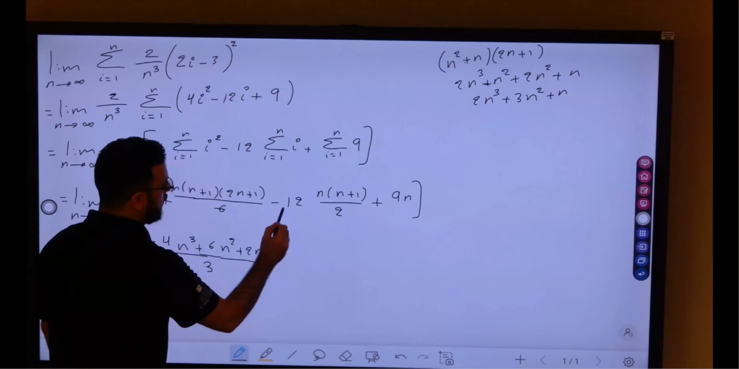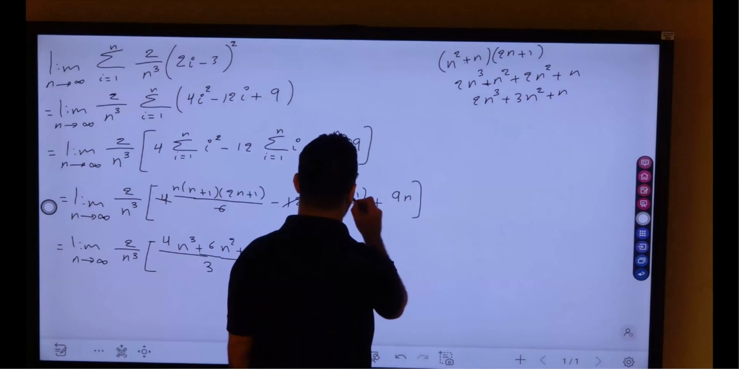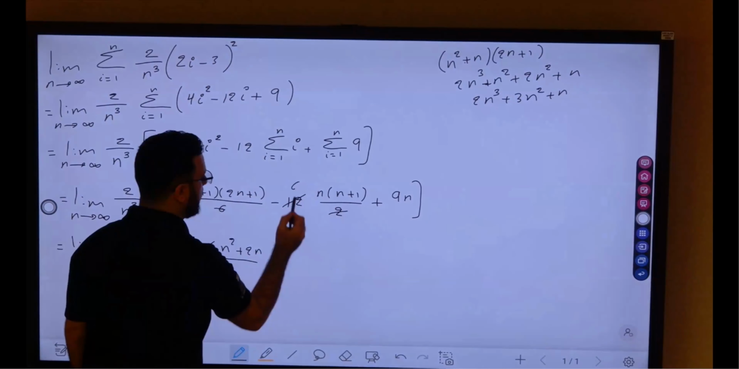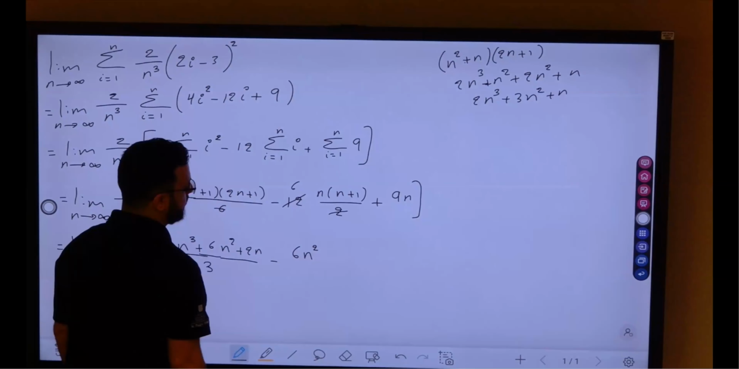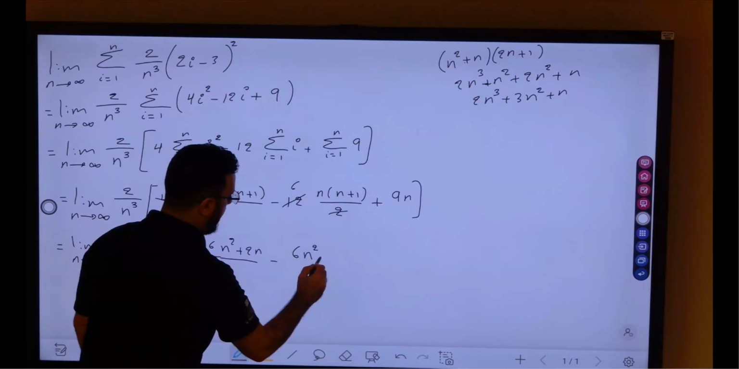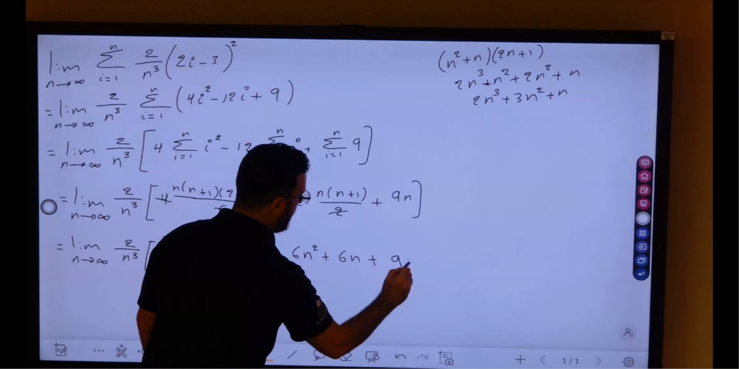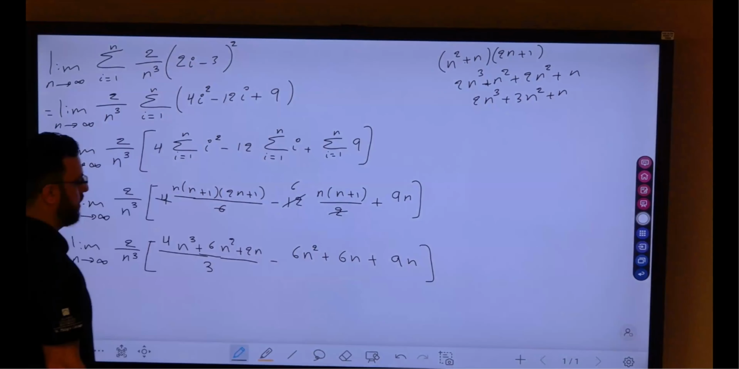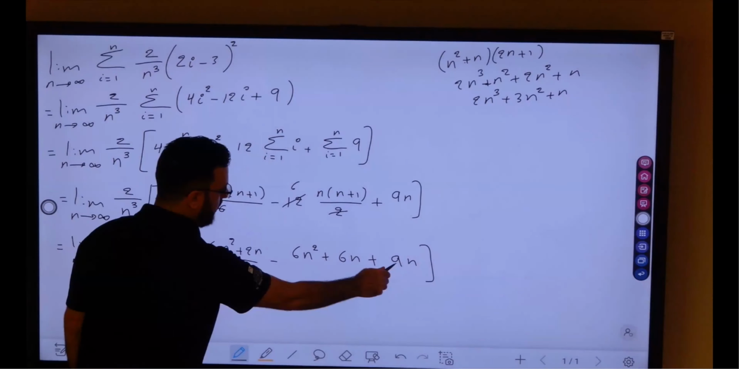Minus, simplify here, it is going to be 6n squared plus 6n, because we have here n squared plus n with the 6, and plus 9n. What do we do next? For this side, you can combine. It's going to be 15n.